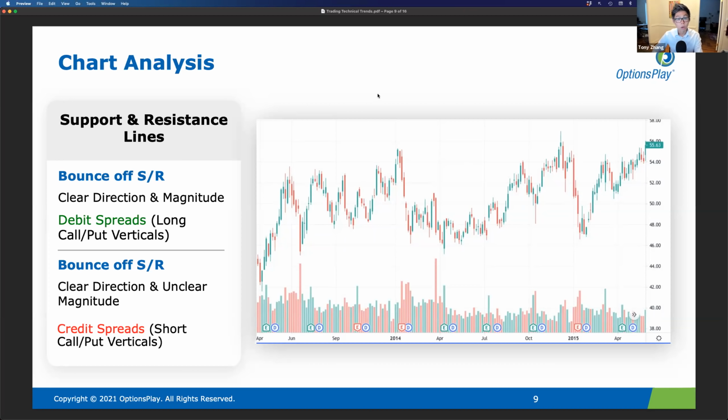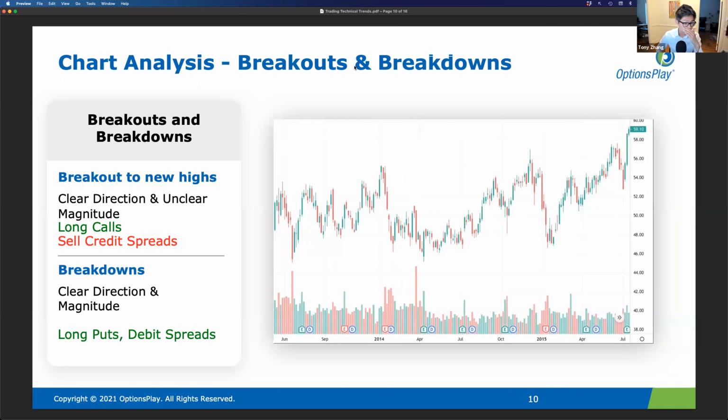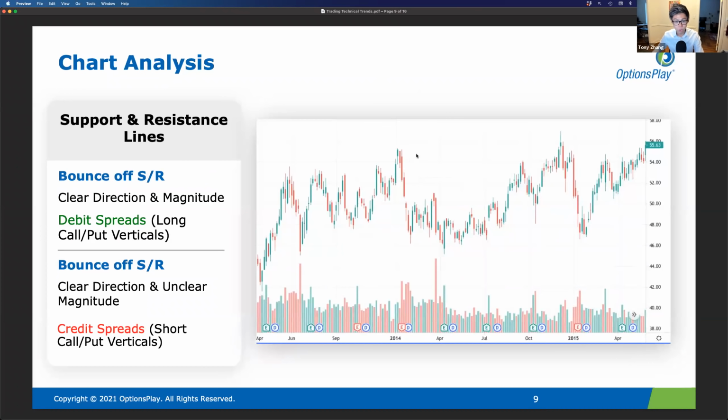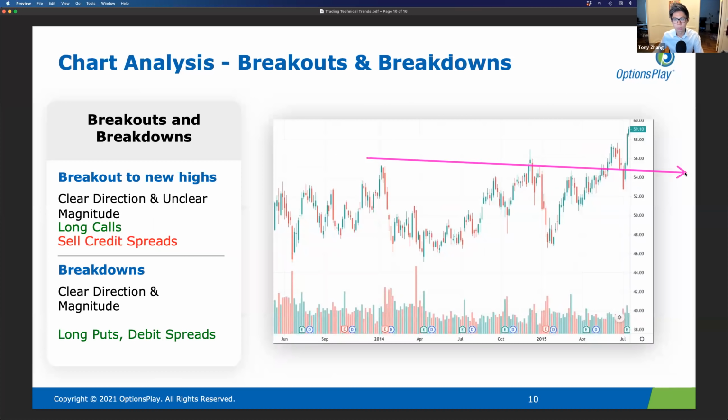Perfect. Okay, so now let's talk a little bit about the same support and resistance levels in a different way. This is the same chart here, right? This was the chart before. 50, 55, 56, we usually call this a resistance zone, if you will. And what we see here is that this resistance zone is getting broken out, right? You see the breakout here, a retest, and it's now starting to accelerate to the upside.